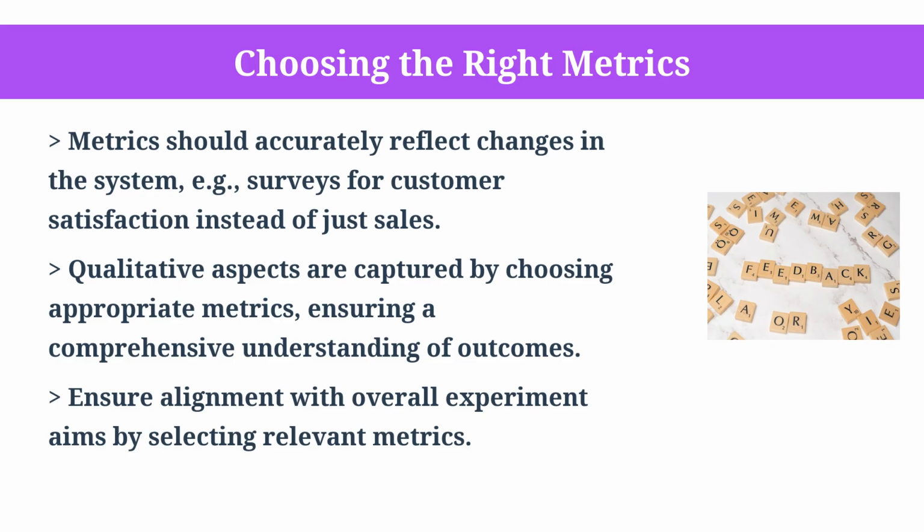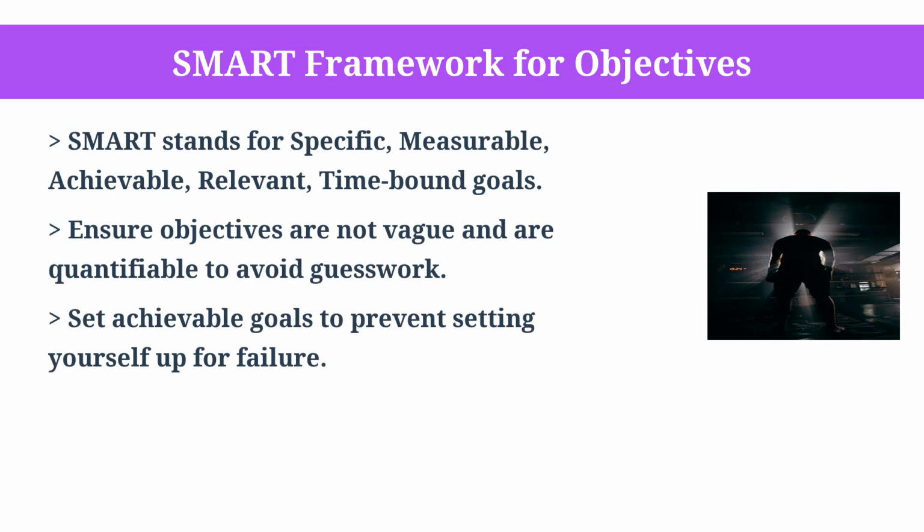Another important consideration is choosing metrics that accurately reflect changes in your system. For example, if you're studying customer satisfaction for a new product, surveys could be your metric rather than just sales figures. This way, you capture the qualitative aspect as well. All right, so we've covered defining objectives and selecting appropriate metrics. Remember to keep them specific, measurable, achievable, relevant, and time-bound. These steps ensure that your experiment has direction and purpose.